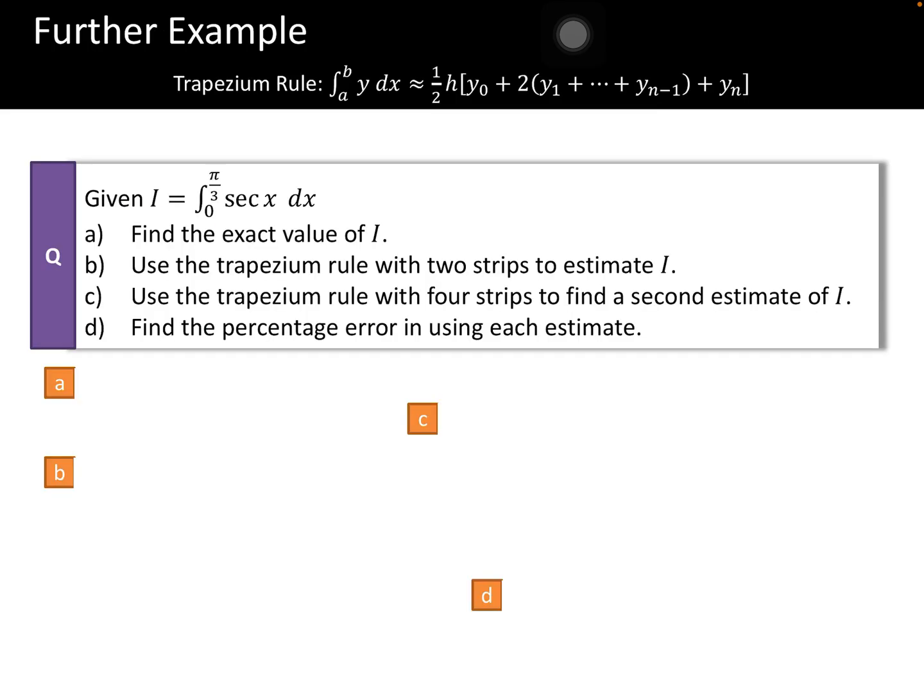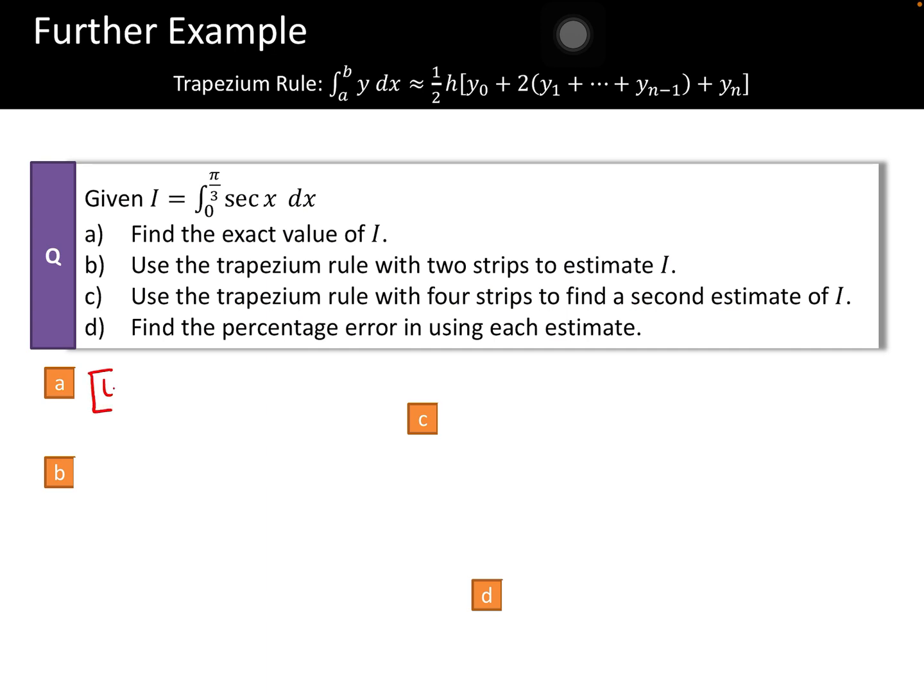Last example I want to show you. Okay, typical sort of thing that you'll see. Okay, so we've got to integrate sec x between pi over 3 and 0. Now the first one is find the exact value. If it asks you to find the exact value, you need to integrate properly. Okay, now sec x is one of our standard integral functions from the formula book, so we can go straight to what the integral is.